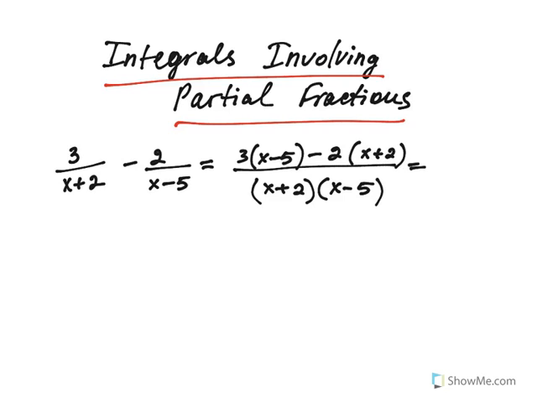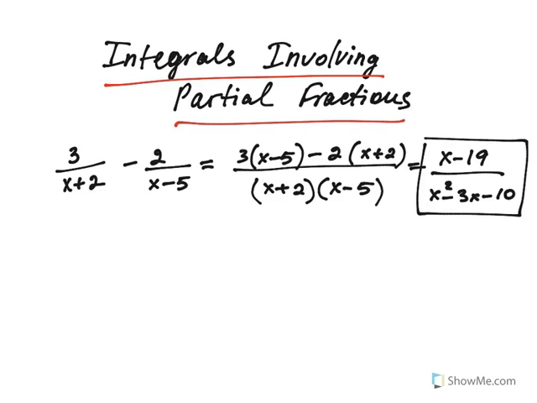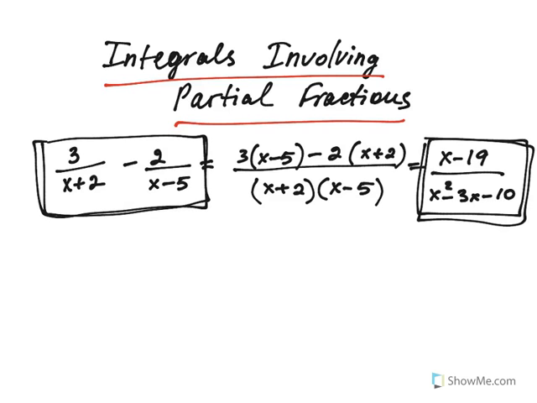And if you simplify, you get x minus 19 over x squared minus 3x minus 10. So this is equivalent to that, right? So nothing special. So now, we're going to go backwards. So we have this part, and we want to express it as the partial fractions. So for example, if they give you the integral of x minus 19 over x squared minus 3x minus 10 dx, and they want you to find it, obviously it looks super complicated.